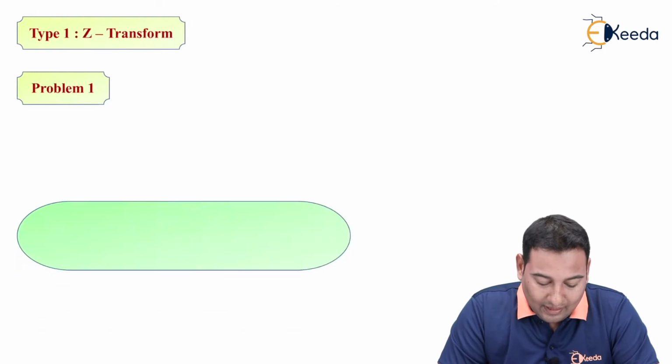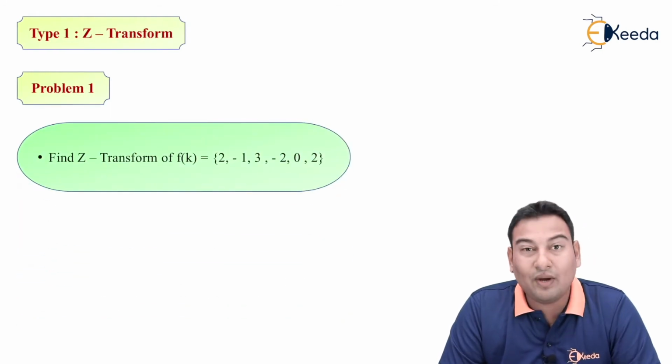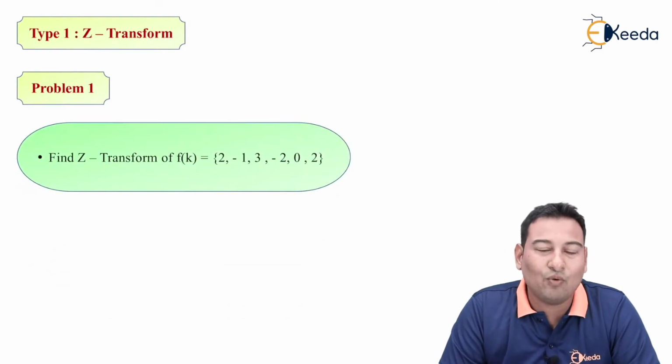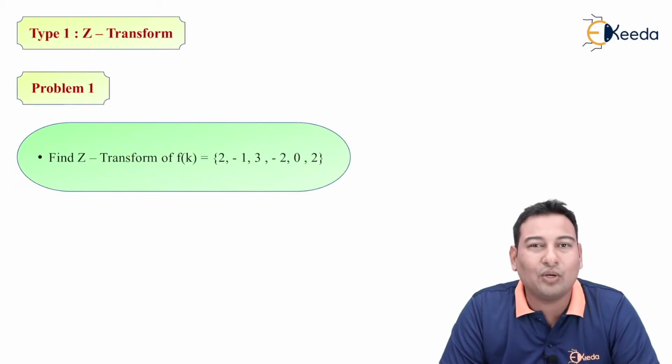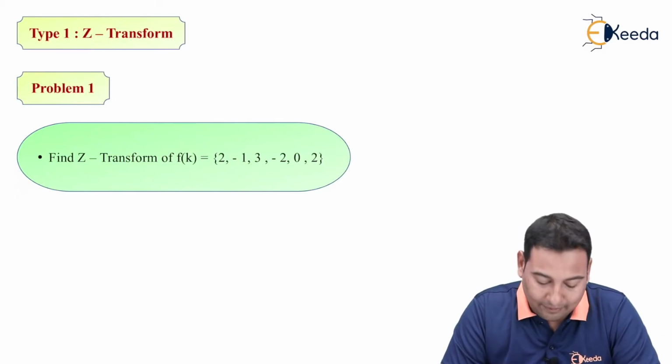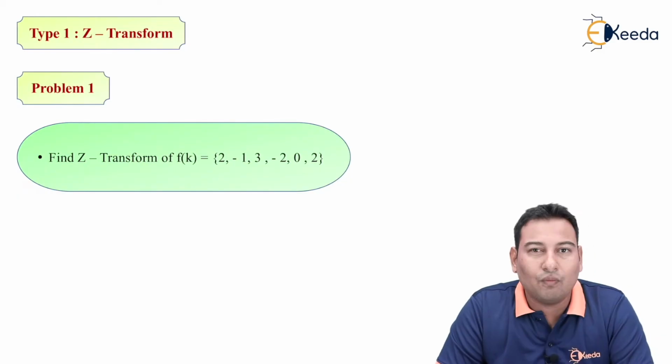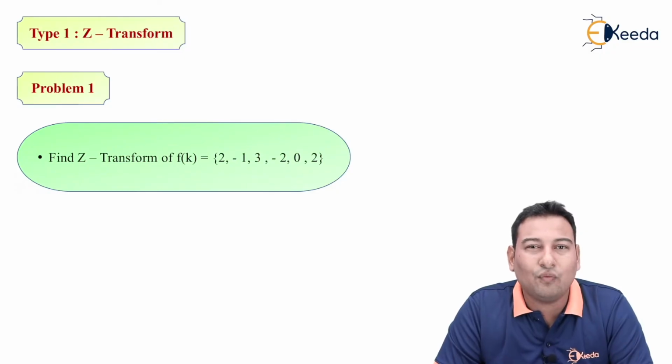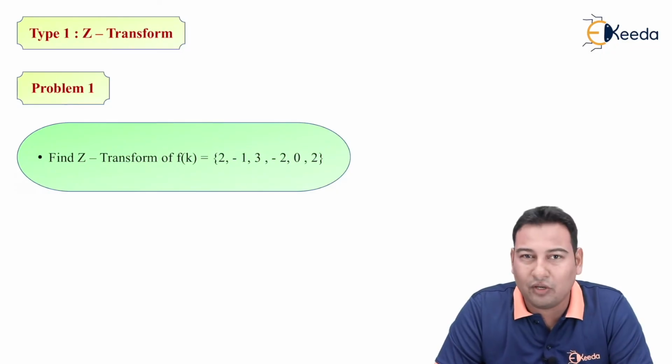Type 1 Z transform, this is our first problem. We divided the chapter into two types, type 1 and type 2. Type 1 is Z transform and type 2 is inverse Z transform. So in case of type 1, we're going to convert problem from k to z. So this is our first problem. We need to find the Z transform for this particular problem.